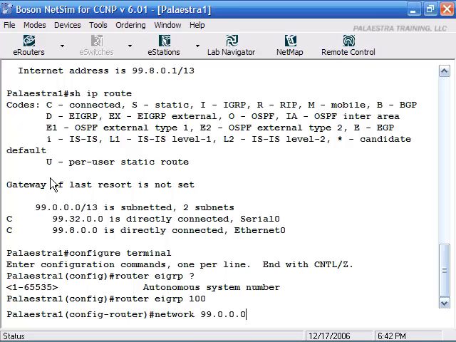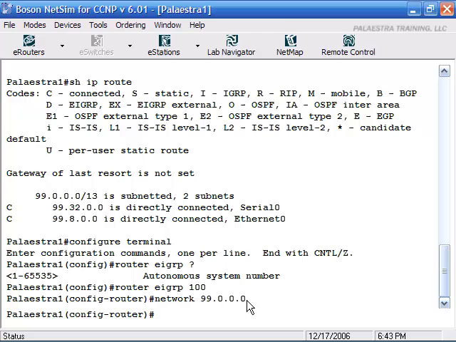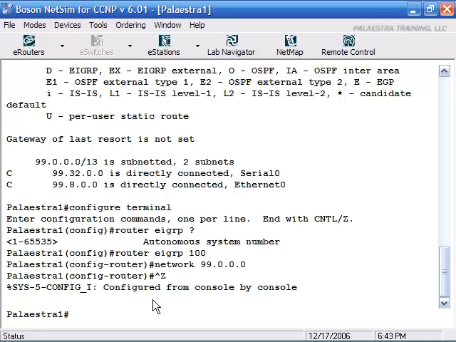Now we have the network command, and I specify the network address. And this allows me to put all interfaces that start with a 99 in the router EIGRP autonomous system number of 100. So every interface on this router that starts with a 99, EIGRP will route for that particular subnet. And I've got 2 interfaces on this router, and both of them start with a 99. So I can go network 99, enter. I just published the network in EIGRP. That's all I have to do at this moment.